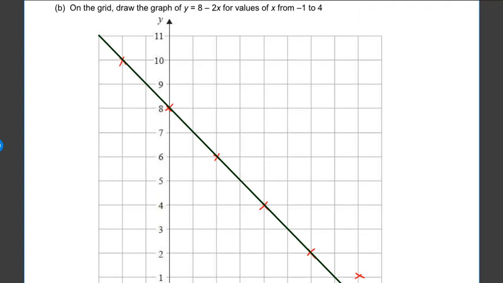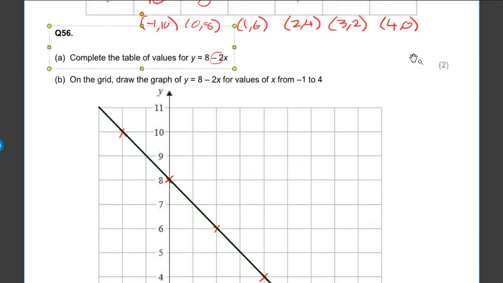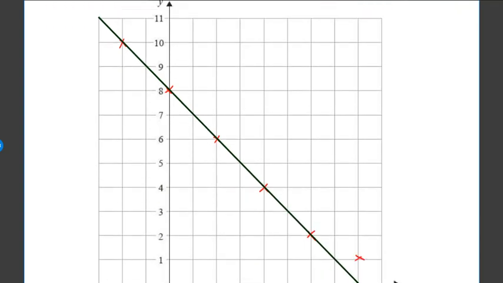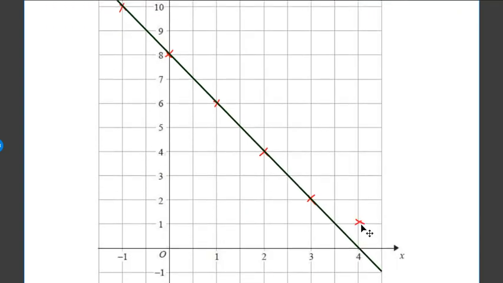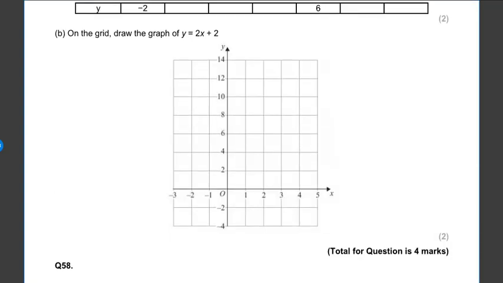So let's go back up. We got 4, 0. Yeah, 4, 0. But I actually put in 4, 1. So watch out for that, because that's where some people in the exam lost marks. The line will always be straight. Okay, that's it, done, easy.